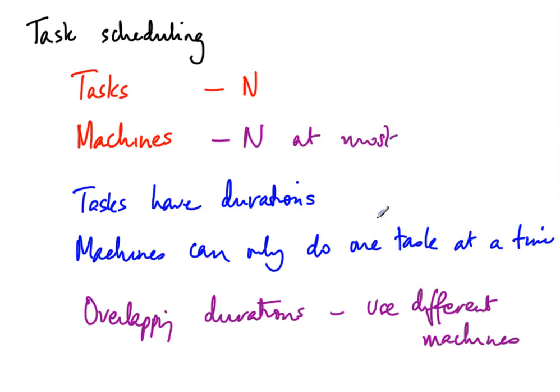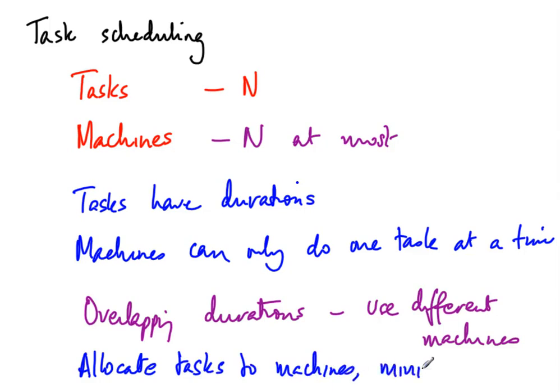But sometimes if one task ends before another task starts, so each task has a fixed duration, it has a starting time and an ending time. Supposing one task begins after the second task is ended, then you can put the second task onto the same machine as the first task, because the first machine is free now. So the goal is to allocate tasks to machines, but to minimize the number of machines. Right? So we want to use as few machines as possible. So we know at most we need n machines, but we could possibly do with much fewer.